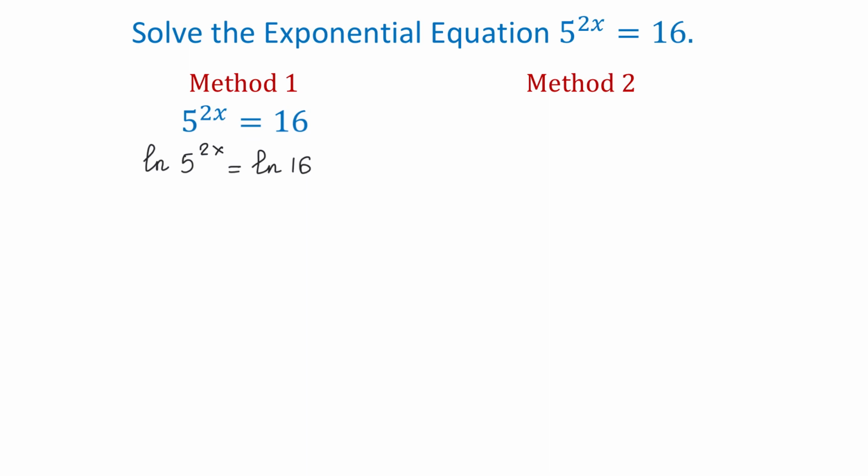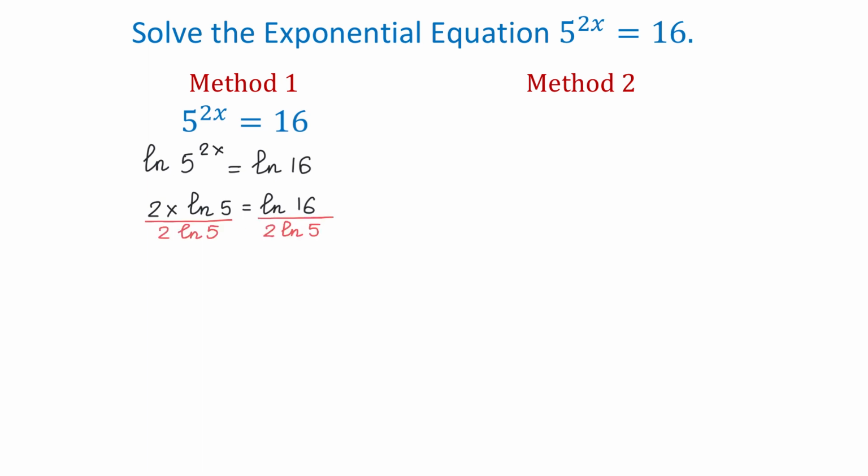In the next step, we will use the power rule of logarithms to move the exponent 2x in front of the logarithm. Then we will have 2x natural logarithm of 5 equals natural logarithm of 16. Now on the left side we have x that is multiplied by 2, and it's also multiplied by natural logarithm of 5. Then to solve for x, we will divide this side by 2 natural logarithm of 5 and this side by 2 natural logarithm of 5.